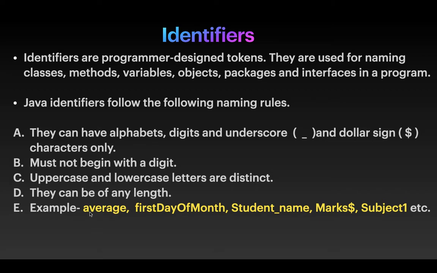For example, let's say averageFirstDayOfMonth. As you can see, there are four different words, but there is no space. You cannot give the space. Either you write them close to each other, taking the first letter as capital just for practice, or student_name with the underscore, marks$. As you can see, the dollar symbol is also allowed.